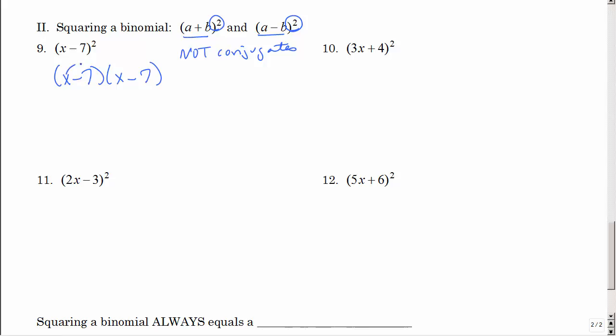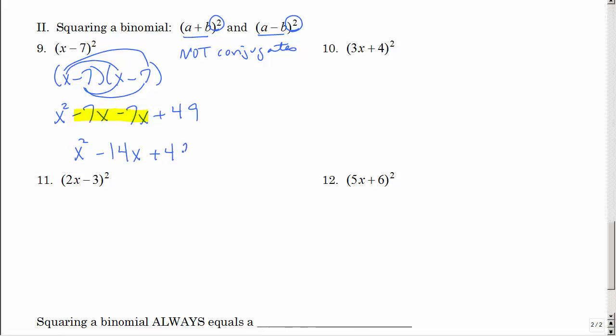So let's FOIL. That's x squared. That's minus 7x. That's minus 7x. And that's a plus 49. Now when we look at those middle terms, those do not add to 0. In fact, they add together and you get minus 14x. In fact, you get two of exactly the same thing. That's a nice pattern to know, but again, you can always do that FOIL method.